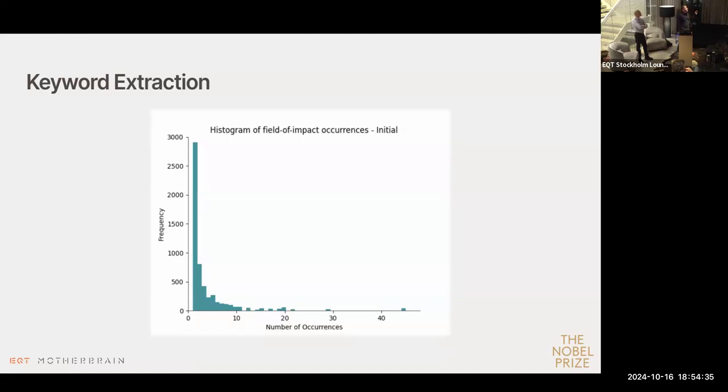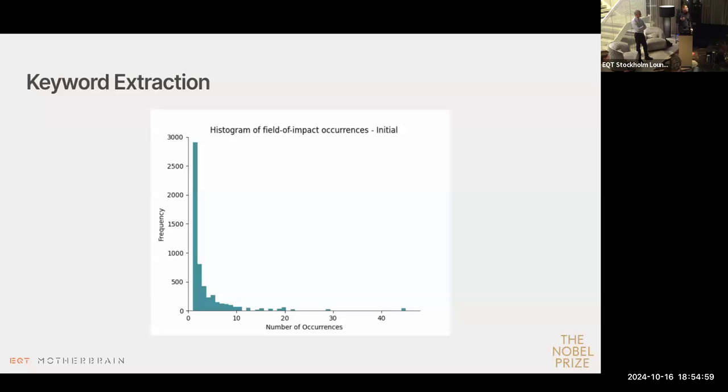And we plotted a histogram of these keywords, where you can see here on the y-axis the number of keywords, and on the x-axis how many laureates these keywords are connected to. And I think what is most notable in this graph is this very high bar to the left of the graph, where we have about 3,000 keywords which are only connected to one laureate.